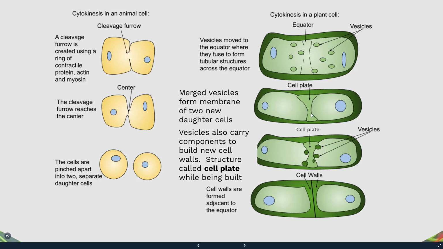But we also need to build cell wall, right? Plant cells have cell walls. So some of those vesicles have the components, the raw material, to build cell wall. So when those vesicles come to the center of the cell, they merge and they deliver the material that they're carrying, and the cell will use the material dropped off by these vesicles to build new cell walls down the center of the cell, effectively splitting that one cell into two identical daughter cells. While those cell walls are being built, while they're under construction, we refer to it as the cell plate. But eventually that cell plate becomes the new cell walls and membrane of the two daughter cells.